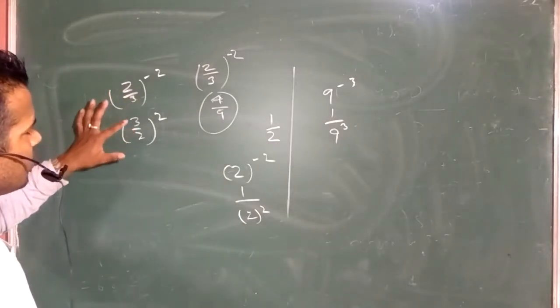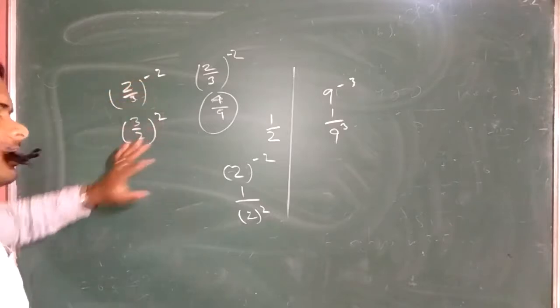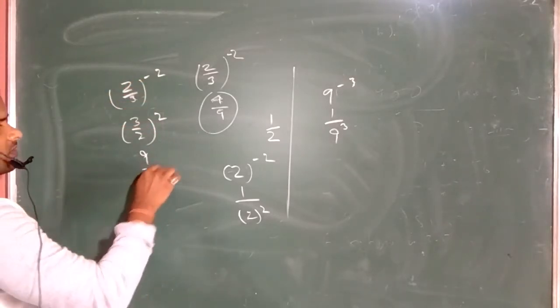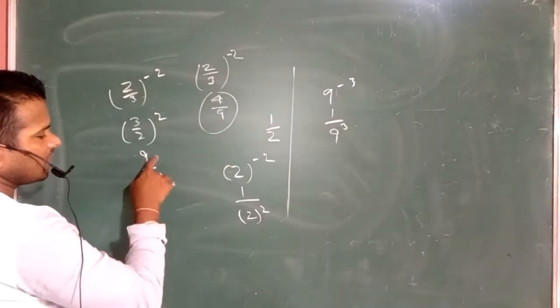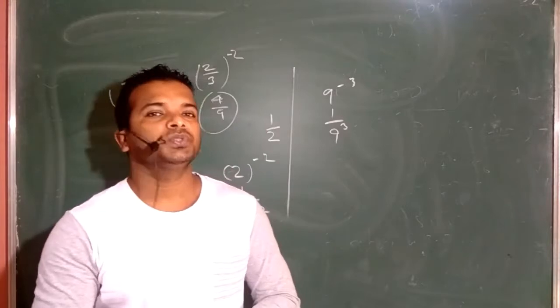2 by 3 will become what? 3 by 2. And minus becomes plus. Now simply 3 squared is 9 and 2 squared is 4. Same numbers, 4 by 9 but 9 by 4. Opposite. I hope you understood how we are going to do it.